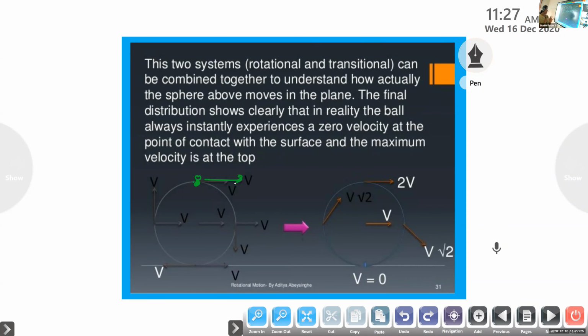So that is just the theory part. In reality, the ball always instantly experiences zero velocity at the point of contact with the surface, and the maximum velocity at the top. At this point it is 0, but if you draw the tangent, it goes to a maximum velocity. Why do we feel like this, with zero velocity and maximum velocity? Because it is a combined effect of rotational and translational motion. That is why it is like that.